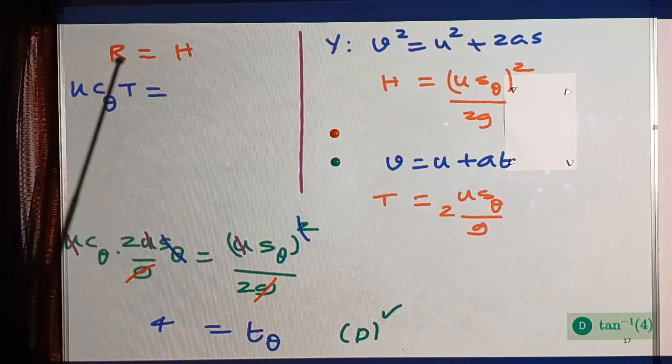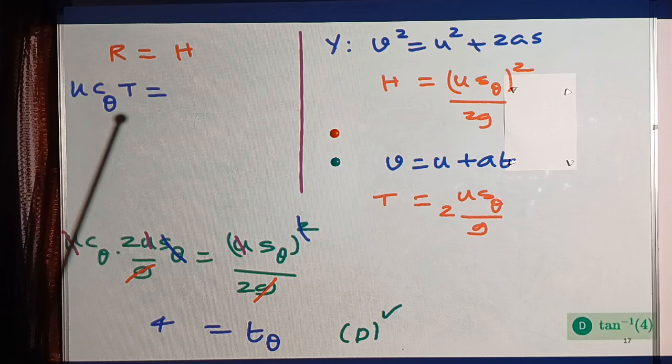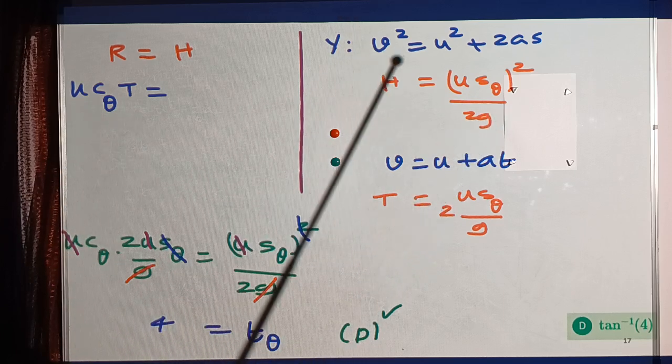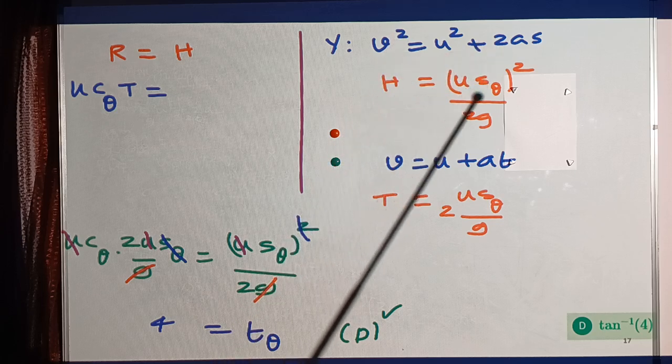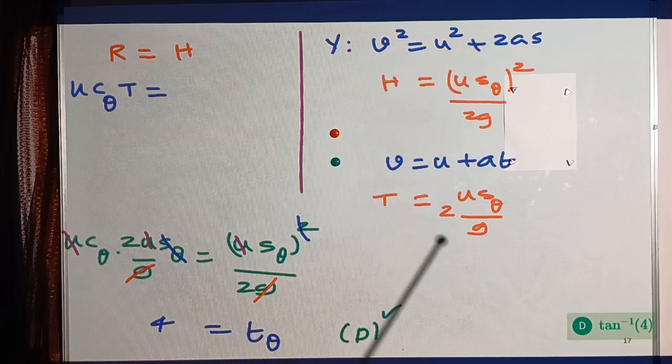This is what I've done here. The range and height are the same for this particular motion. Range is the horizontal uniform velocity u cos theta into the flight time. To get h, you can straight away use this formula, or you can derive it quickly: v square equals u square plus 2as between the initial point and the maximum height point. At the maximum height point v square is 0, and u is u sine theta. So from this I get h as this one. And flight time is from the vertical motion, v equals u plus at. From that, if you use the thing here, I'll get tan theta equal to 4.